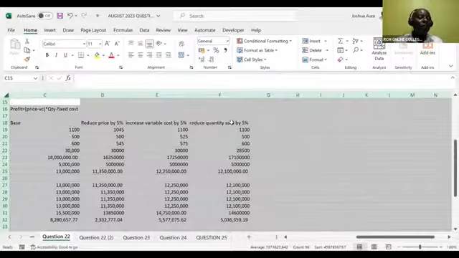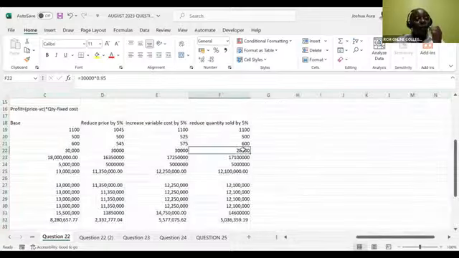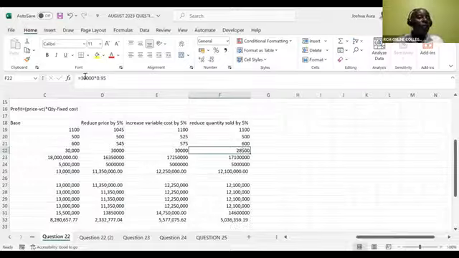So first of all, I copy the base information. And then I go to the quantity here, just reduce quantity alone by 5%. So take the old quantity, which was 30,000 times 95%. That's how I was able to get this. So I got this 12.1 million.